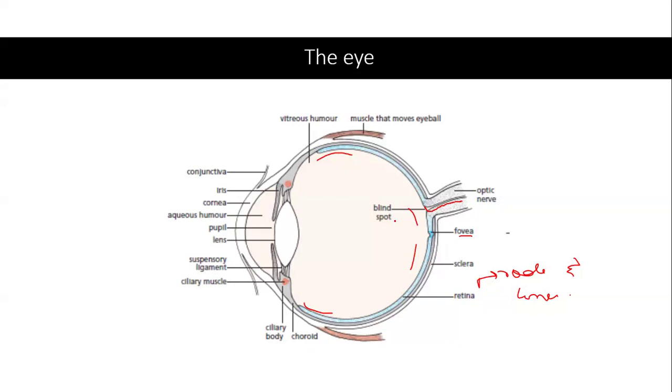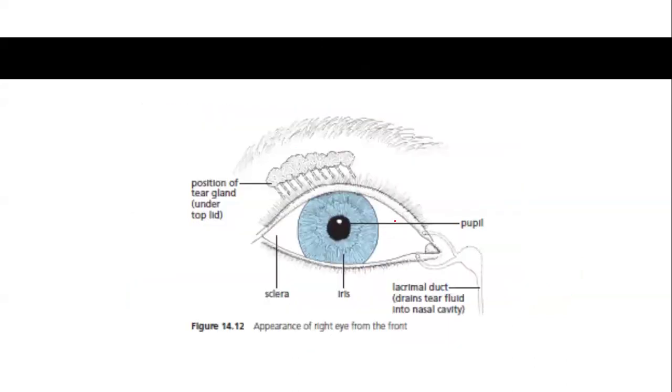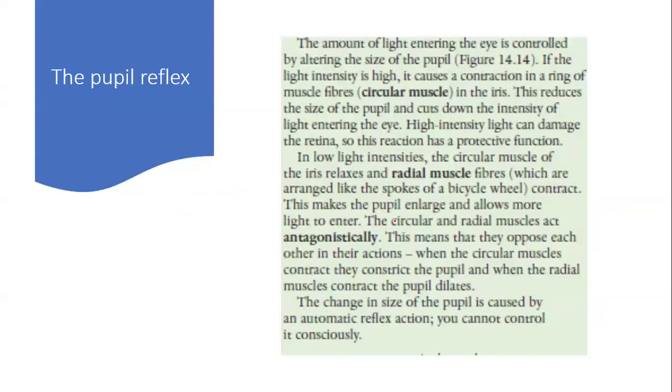Now, other than the parts of the eye, there are two major topics in this that you should know about. You should know about the pupil reflex, and you should know about the accommodation reflex. What is the pupil reflex? If you stand in a dark room, your pupil is going to widen up. Your pupil is going to dilate. You step out into the light, your pupil is going to become narrow. It's going to constrict. That's the pupil reflex.